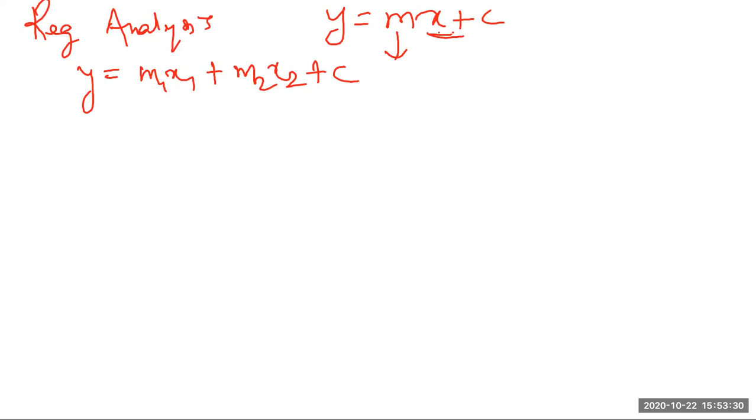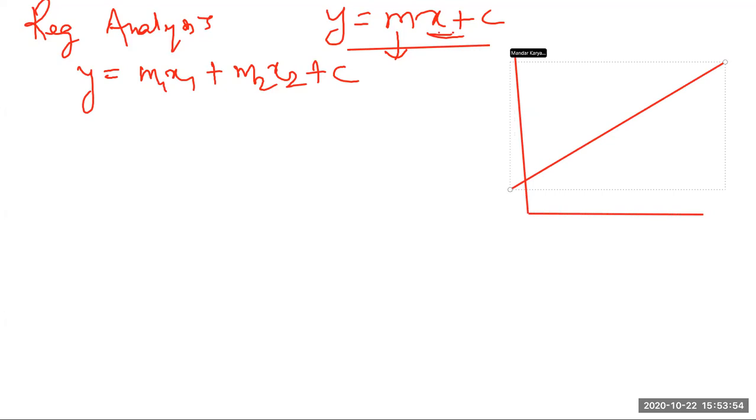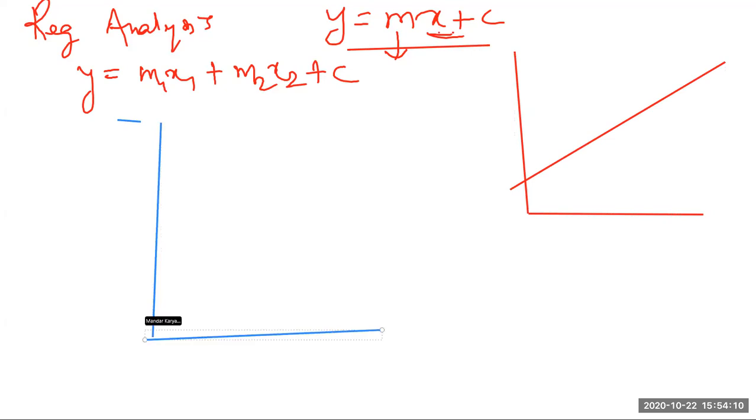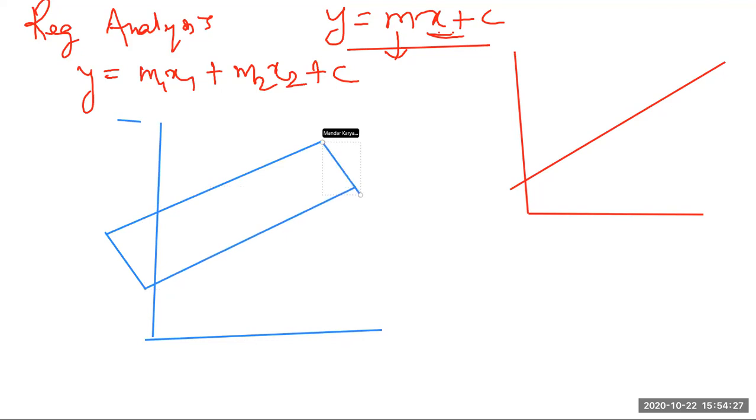For the equation y = m1x1 + m2x2, the plot is here, and the regression or predictor line is a straight line. But when we have an equation of the form m1x1 and m2x2, the regression is not a line but rather a plane. It has now become two dimensional, so it could be a plane through which you want to have a prediction.